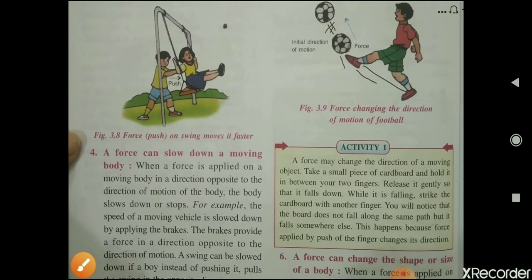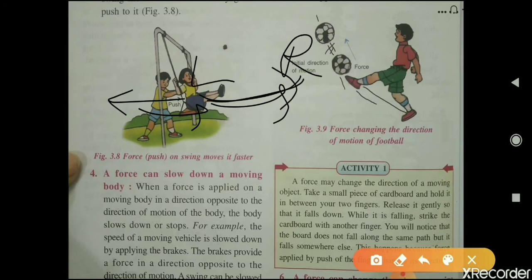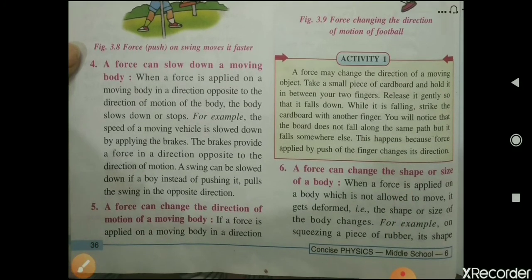direction. Means if the boy, instead of pushing it, pulls the swing in the opposite direction to the direction of motion of the swing. Means the swing is moving in this direction from left to right, but if the boy pulls the swing in the opposite direction, the swing will slow down or it will stop. Okay. So the fourth effect is a force can slow down a moving body if the force applied on the body is in the opposite direction to the direction of motion of the body.